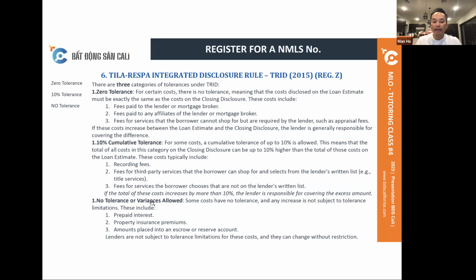Okay. Or variances allowed, meaning there can be fluctuation between the loan estimate and the closing disclosure. Some costs have no tolerance, okay? No restriction, let's put it that way. And any increase is not subject to tolerance limitation, including prepaid interest. Okay, prepaid interest is like this.